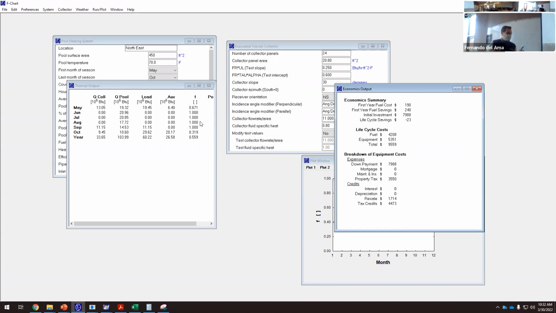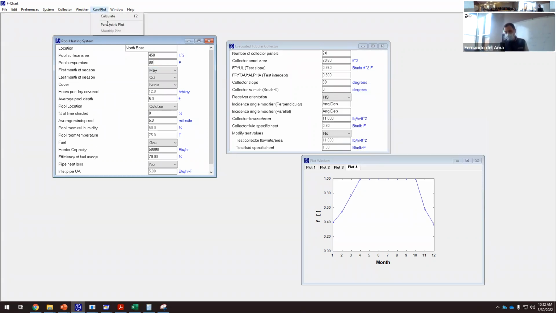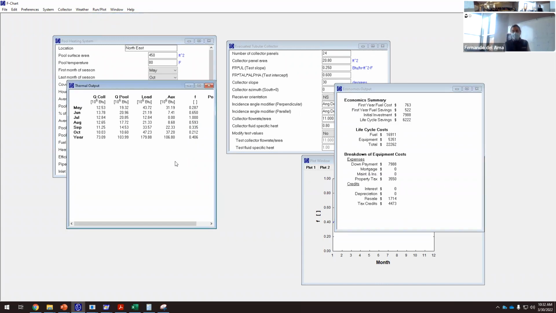So what does it mean? We don't have any risk of overheating the system, because the excess of heat, we have released that heat to the swimming pool. The swimming pool gets to 70. Perfect. What if I type 80 here? And I calculate again. Okay, with 80, only in July, the temperature of the swimming pool will be 80. Okay, fine. I don't mind.